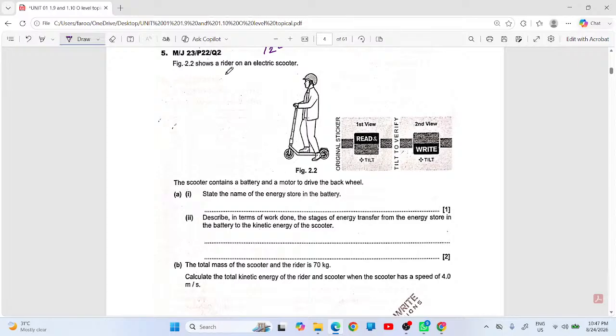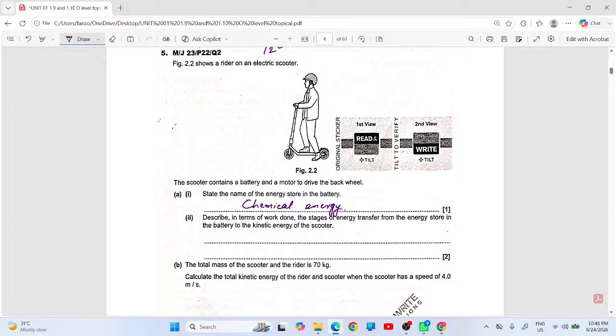Figure 2.2 shows a rider on electric scooter. The scooter contains a battery and a motor to drive the back wheel. State the name of energy stored in the battery. Very well. Chemical. Chemical energy. Next, describe in terms of work done the stages of the energy transfer from the energy stored in the battery to the kinetic energy of the scooter.